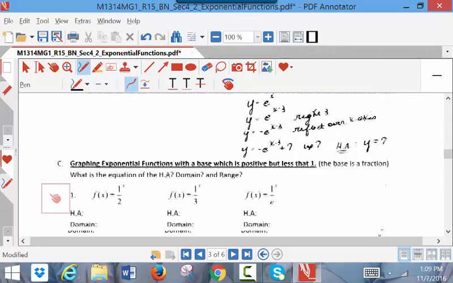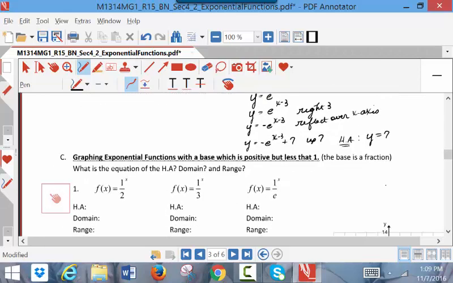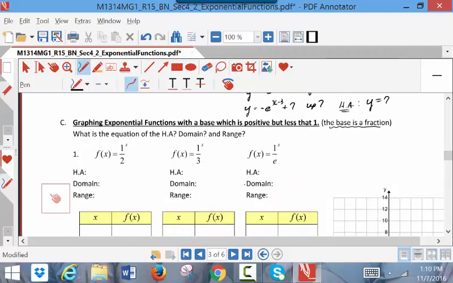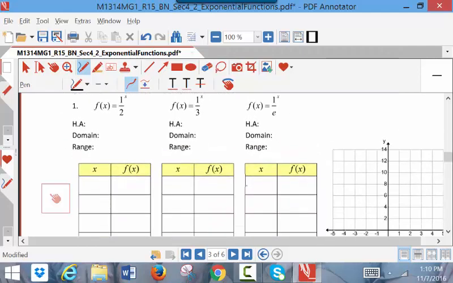Okay, now we come with a whole new game. Now part C is graphing exponential functions. They're still exponential functions. Your exponent is still x, but now your base is a fraction. Instead of it being 2 or 3 or 4 or 5 or e, your base is like a half or a third or a fifth. That makes a very different outcome. Okay, a really different outcome.